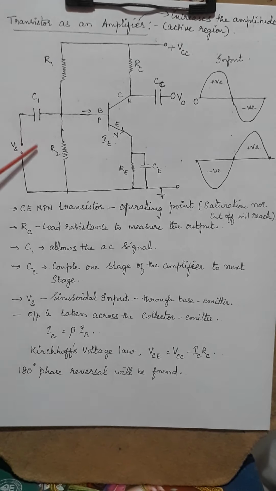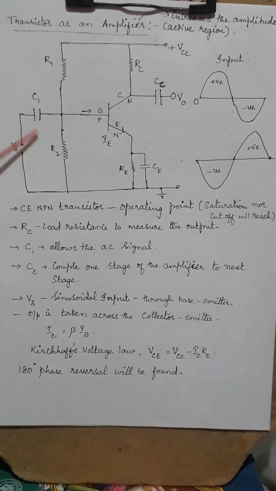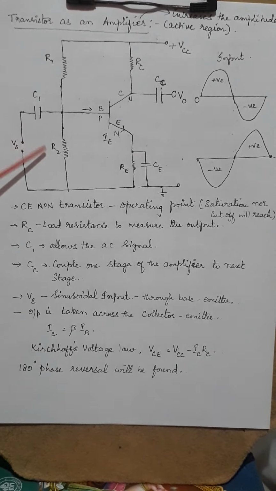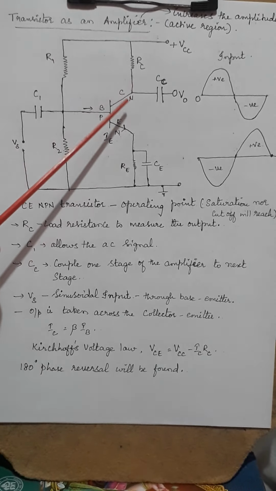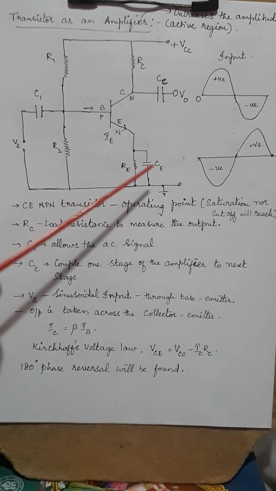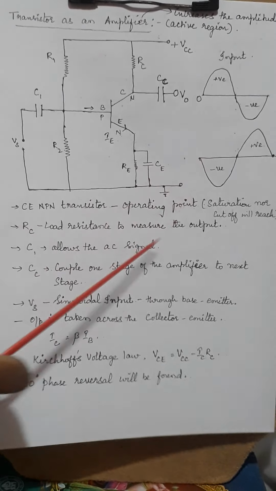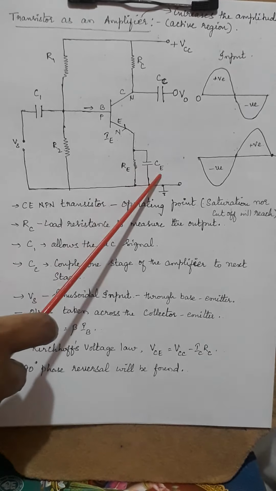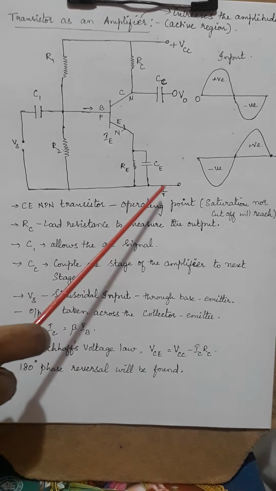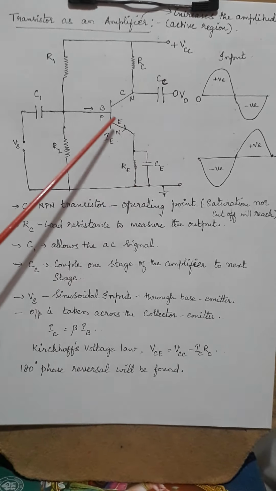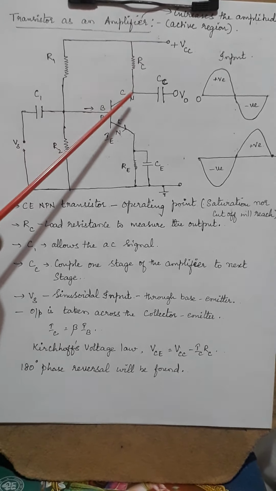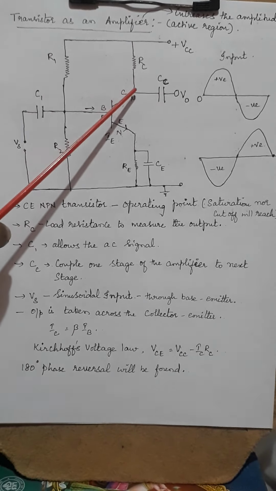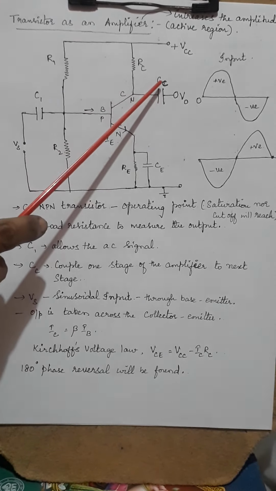Then R1 and R2 are nothing but the biasing resistors. Then you have RE and CE. RE and CE are connected in parallel, and then connected to the ground. Then coming to the collector part of it, the output is drawn across CC.